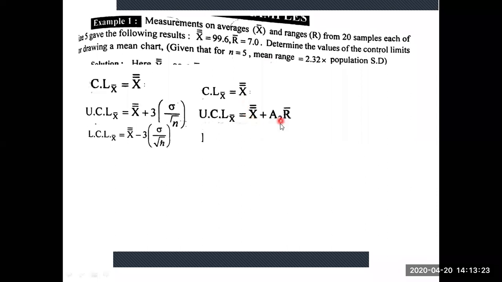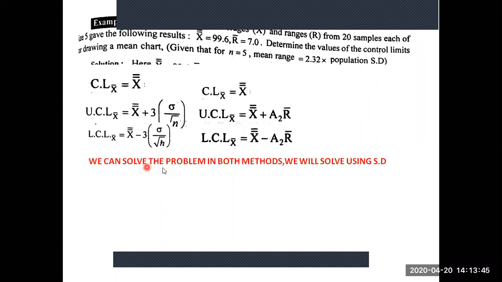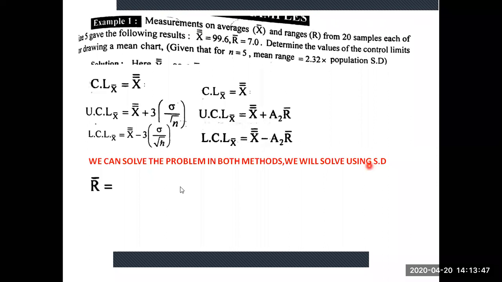x double bar plus A2 R bar for upper control, and x double bar minus A2 R bar for lower control. X double bar you already know, R bar you already know, and A2 value you can find for n is equal to 5 in the tables. So in this model also you can solve the problem. But here he has given it like this, so I am trying to solve the problem in this model. We can solve the problem in both methods. We will solve using the standard deviation.